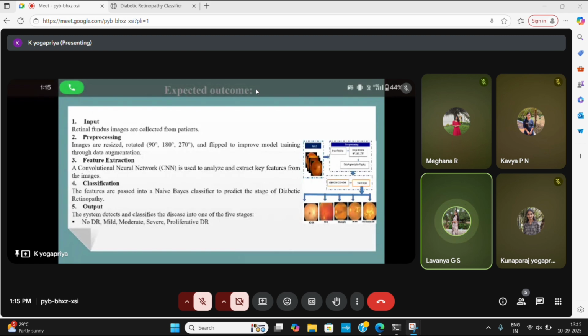Here we can see the diagram of the diabetic retinopathy detection. The diagram illustrates our system pipeline. As you can see, an image goes through pre-processing, then into the CNN for feature extraction, followed by classification, and finally the system outputs the DR stage. On the right hand side, you can see examples of retinal images labeled as no DR, mild, moderate, severe, and proliferative DR.